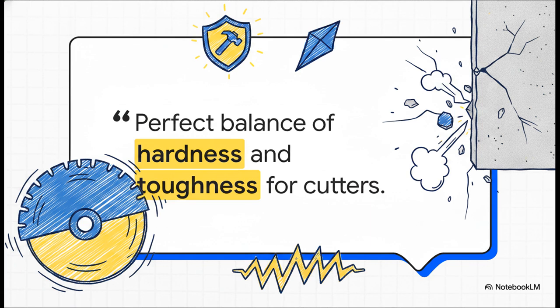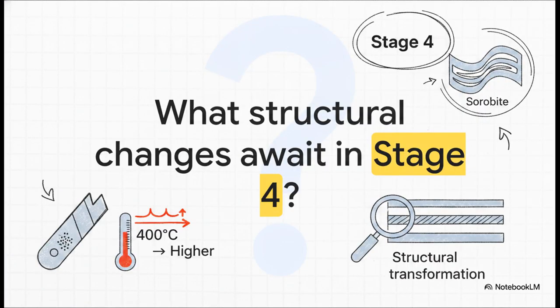Pretty cool, right? So we've successfully navigated that 250 to 400 degree range, and we've unlocked the tough, durable secrets of Troostite. But it leaves us with a pretty fascinating question. If stopping at 400 degrees gives us this perfect granular balance for something as intense as cutter blades, what kind of crazy structural transformations are waiting for us when we push the heat even higher? What happens when we cross the threshold into tempering stage 4? Well, that's a journey into sorbite, and it's exactly where your metallurgical studies will take you next.